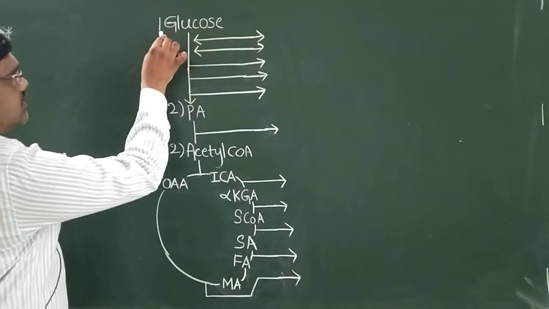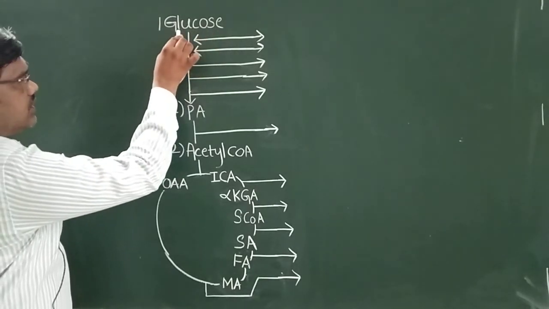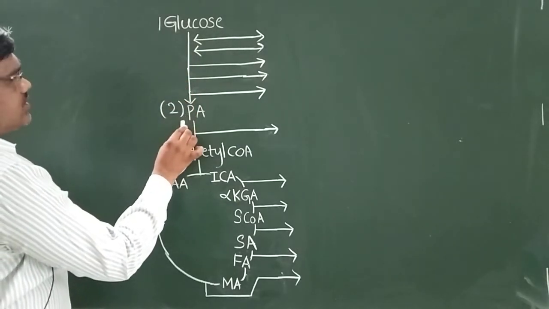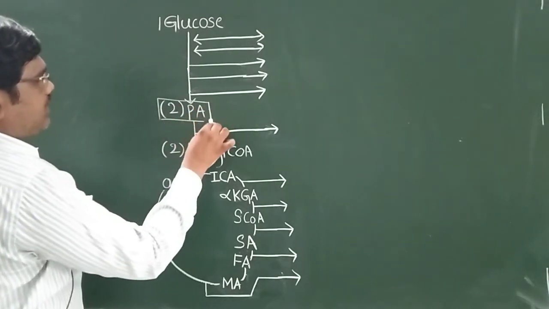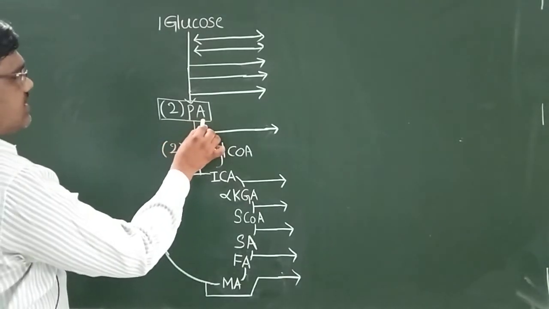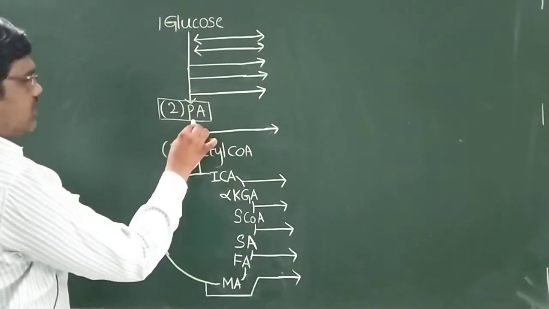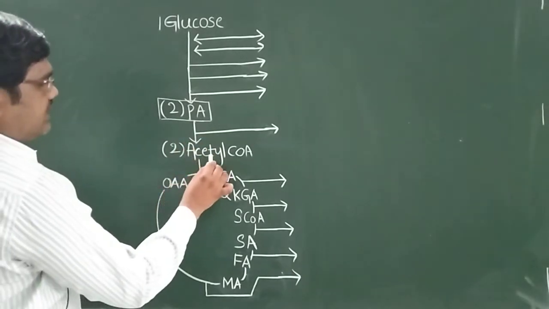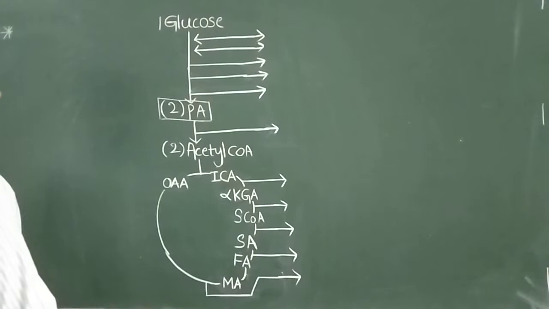So here this is one glucose molecule. This one glucose molecule undergoes the oxidation process to form two molecules of pyruvic acid. Then these two molecules of pyruvic acid undergo oxidative decarboxylation to form two molecules of acetyl CoA.